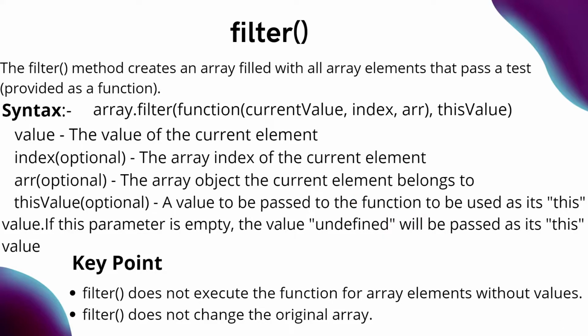The array parameter is the array object the current element belongs to, and this value is also optional, a value to be passed to the function to be used as its this value. If this parameter is empty, undefined will be passed as the this value. The key point for the filter method is that it does not execute the function for array elements without value. Filter does not change the original array. So this is all about the filter method in JavaScript.